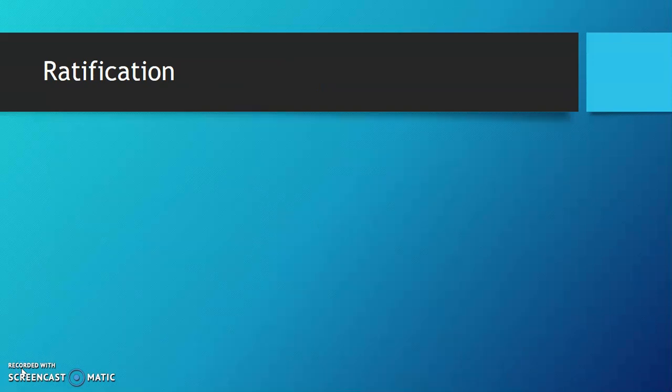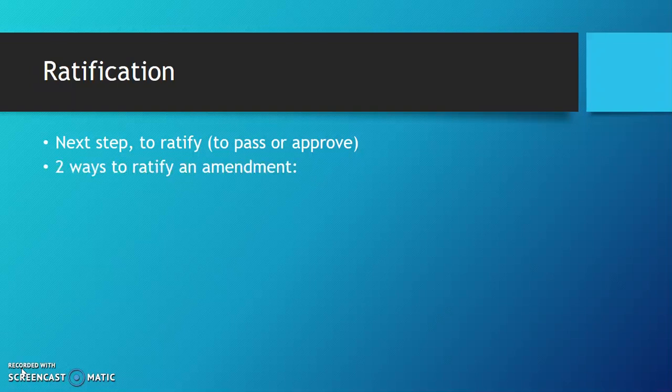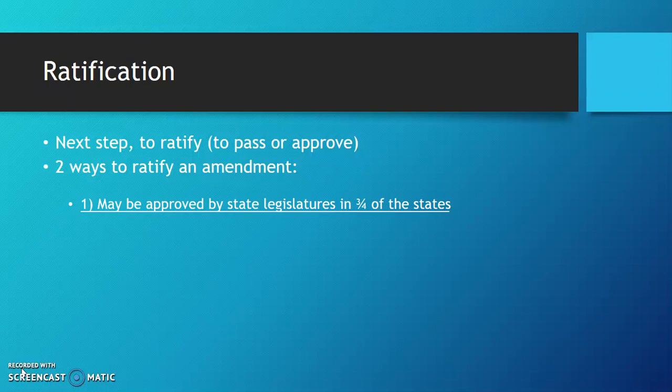Now, once an amendment or a change to the Constitution has been proposed, and they've done that successfully, the next step is the ratification process. So to ratify means to either pass or approve something. So this proposal needs to be approved. There's two ways to approve or ratify an amendment. The first way to ratify an amendment is to be approved by state legislatures in 3/4 of the states. This has occurred successfully 26 times.